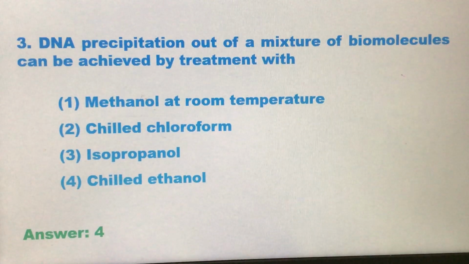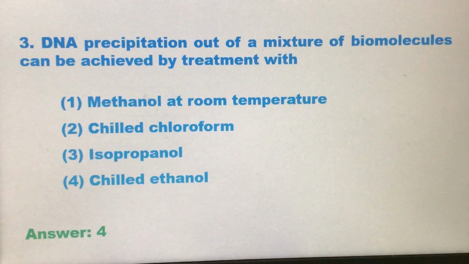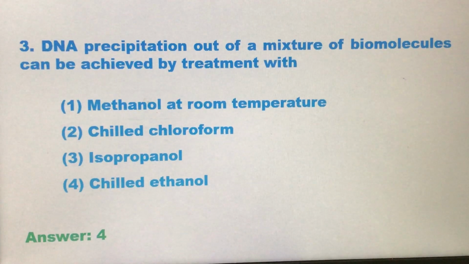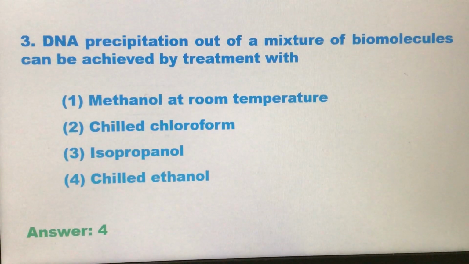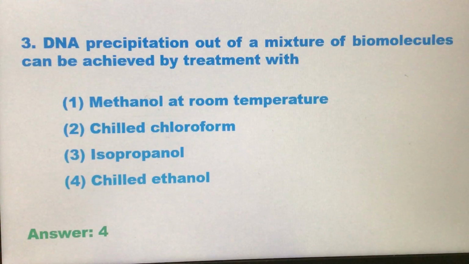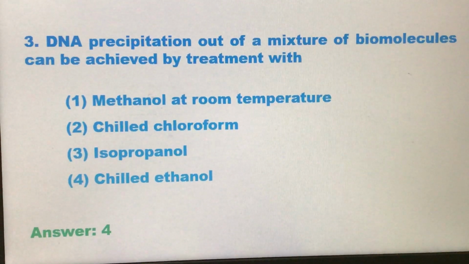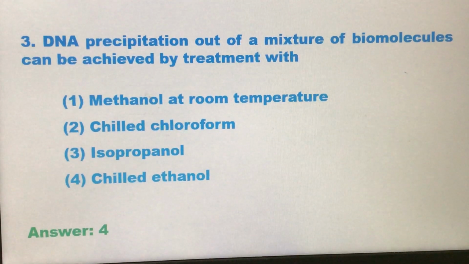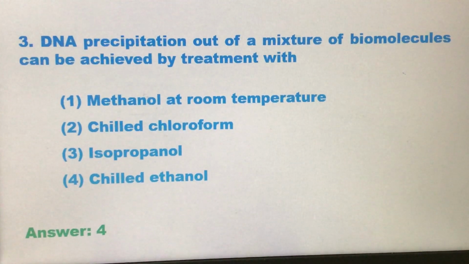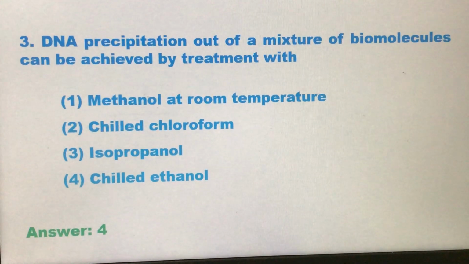Out of the four options, the correct solvent that is used to precipitate DNA out of the mixture of biomolecules is chilled ethanol. So the correct option is the fourth option. Ethanol is the one which is used to precipitate the DNA out of the mixture of biomolecules.